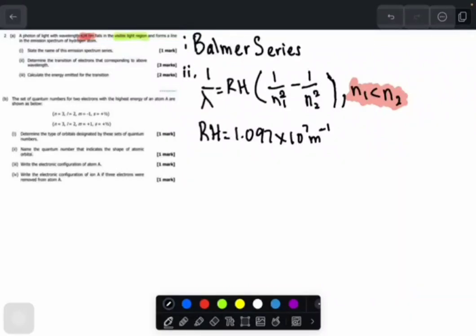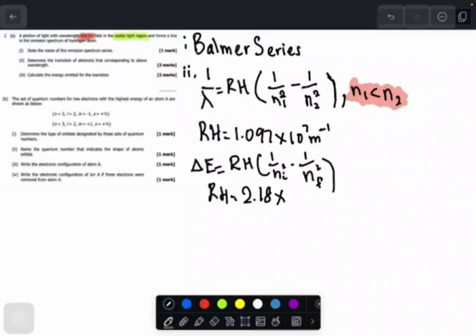The formula that a lot of people normally use is right here: energy equals RH (1 over n initial squared minus 1 over n final squared). So don't get confused guys. If you use this formula, then your Rydberg is 2.18 times 10 to the power of negative 18 joules. But since we are not using this, we don't need to use 2.18.